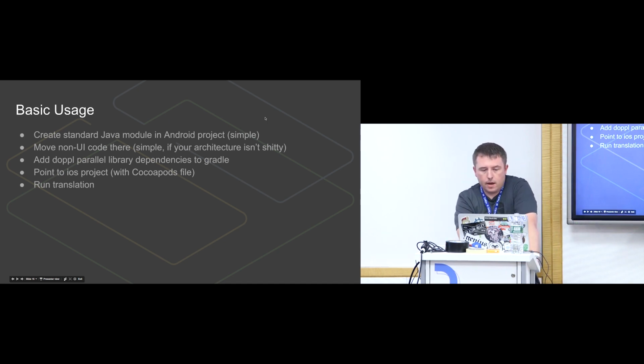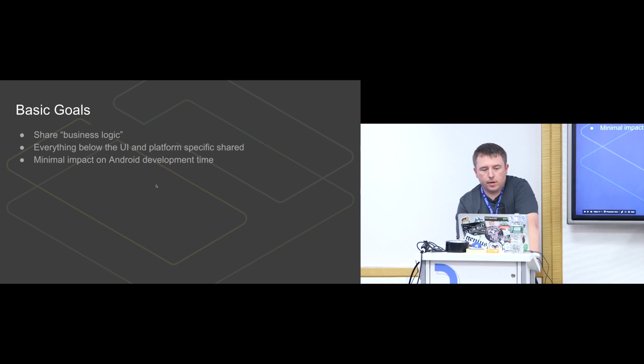So you add that, you point to your iOS project, and there's a CocoaPods file, which in the future we'll get into why CocoaPods may not be the thing. And then you run the translation. And the basic goals are shared business logic. Everything below the UI and platform-specific stuff is shared. So there are no content providers or services in Doppl because those things don't make sense in iOS. But that's a different discussion.